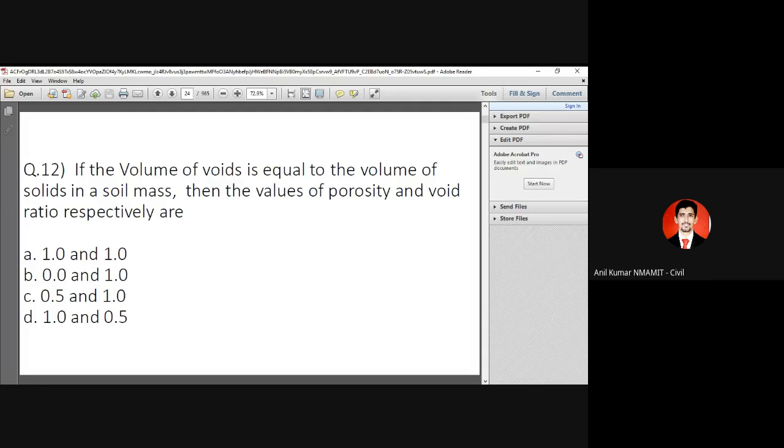If the volume of void is equal to volume of, okay, fine. I got an answer. Yeah, tell me.